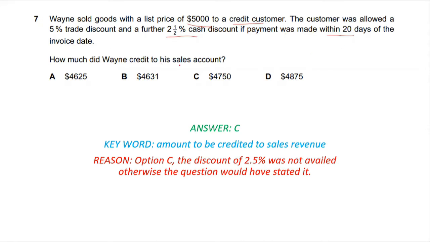How much did wine credit to his sales account? So this company or this person, how much will this person credit into his sales account. Since we do not have any information whether this 2.5% cash discount was availed by the customer or not, we will just take into account the 5%. So the net sales is 5,000 times 0.95, because 5% is the discount, and then you should get 4,750, and hence the correct answer to multiple choice 7 would be option C.